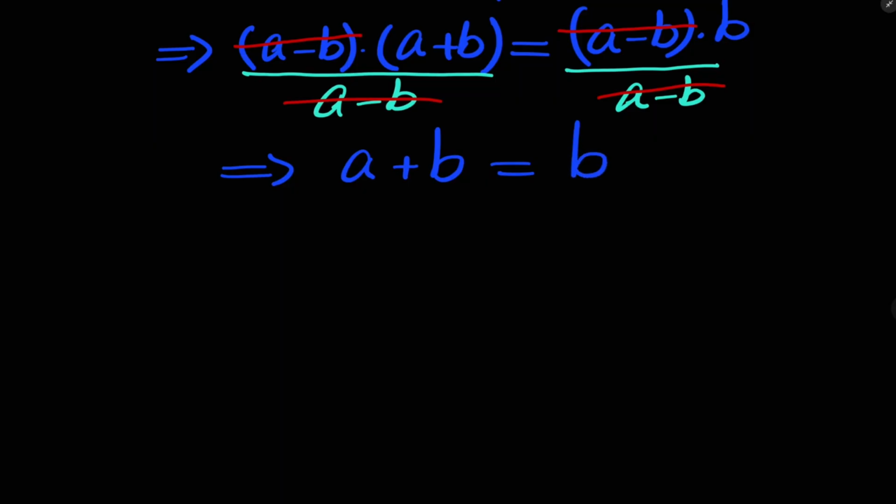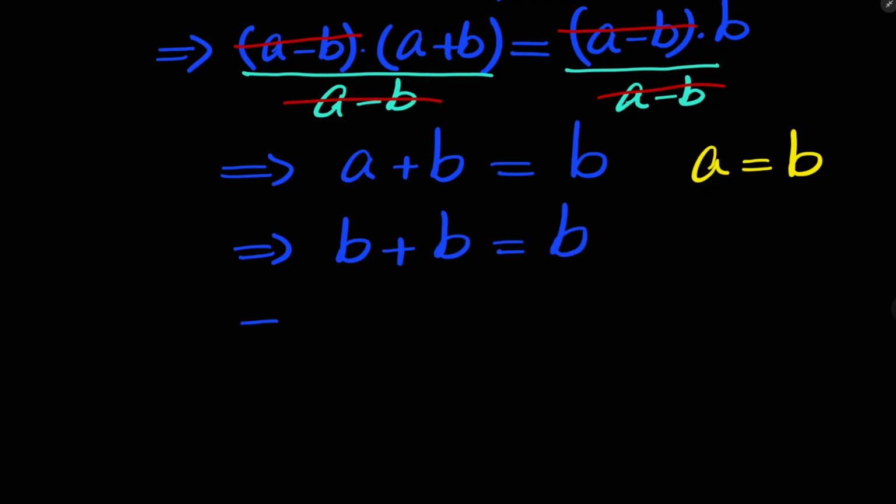We know from the start that A equals B, right? So we can replace A with B in the last equation. It means we have B plus B equals B. Then we have 2B equals B. B and B cancel each other, so 2 equals 1.